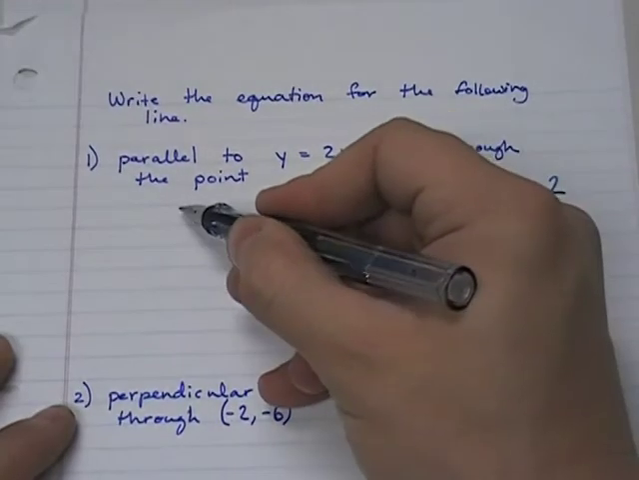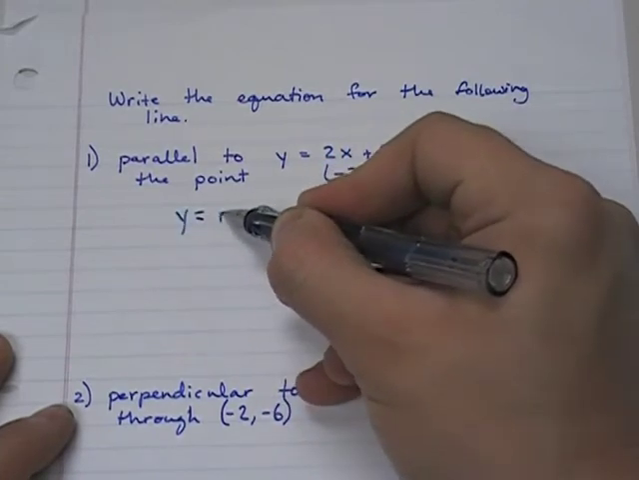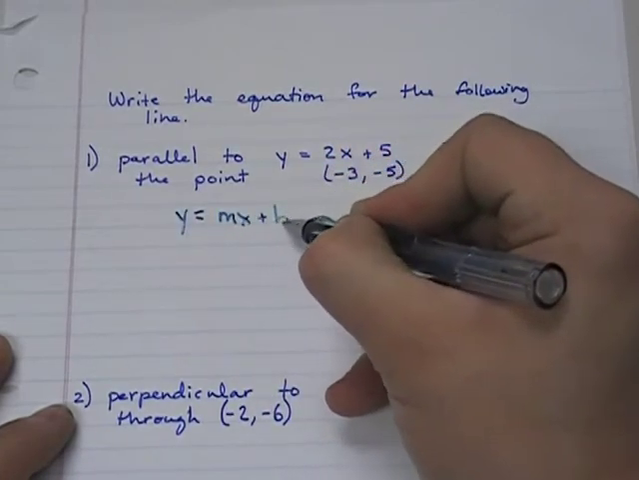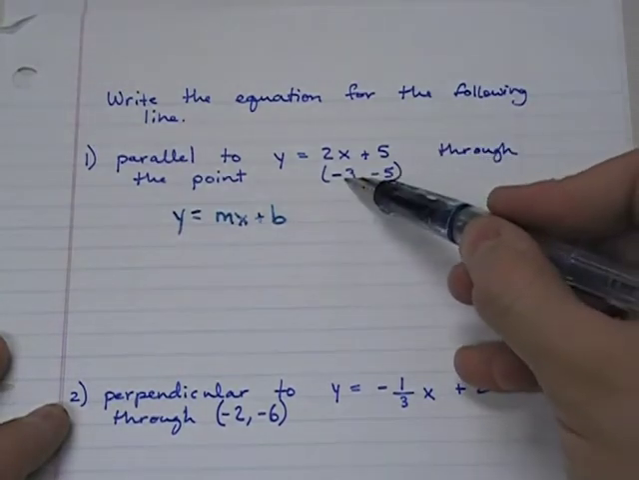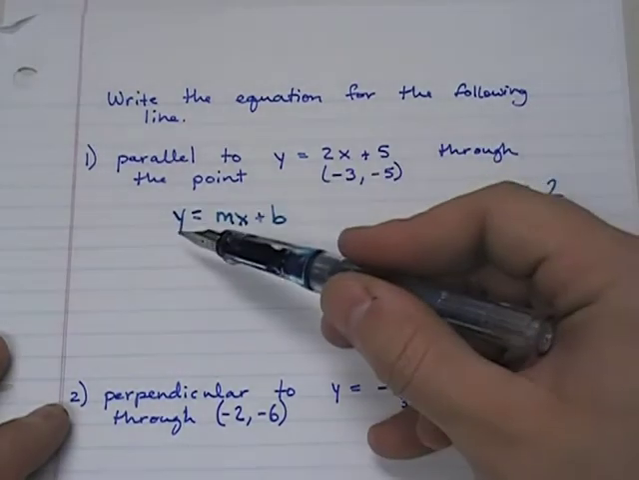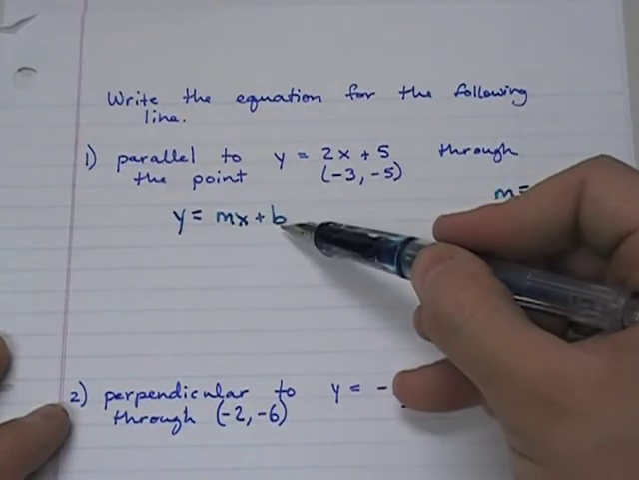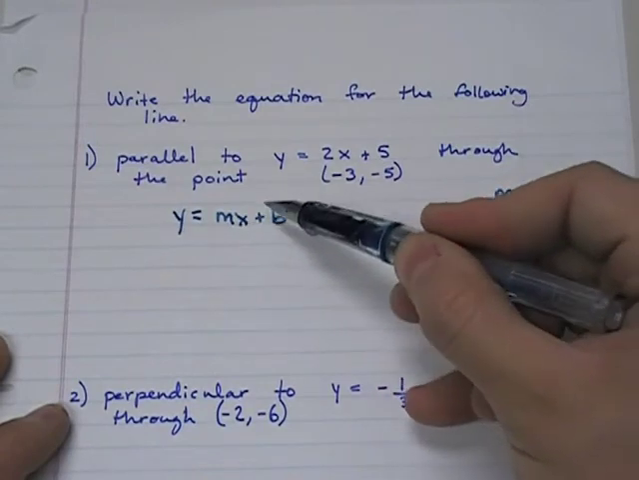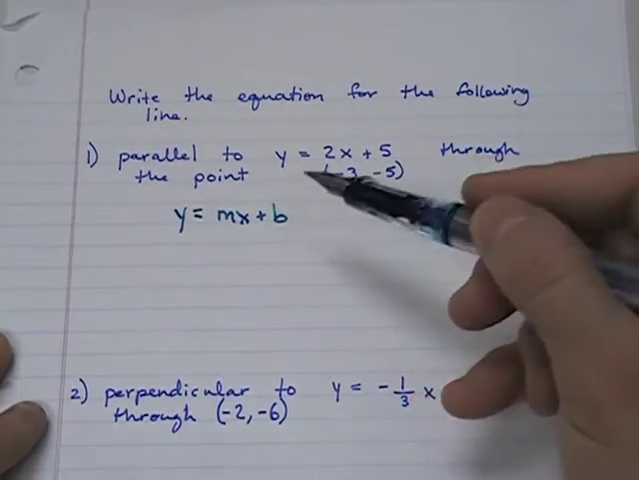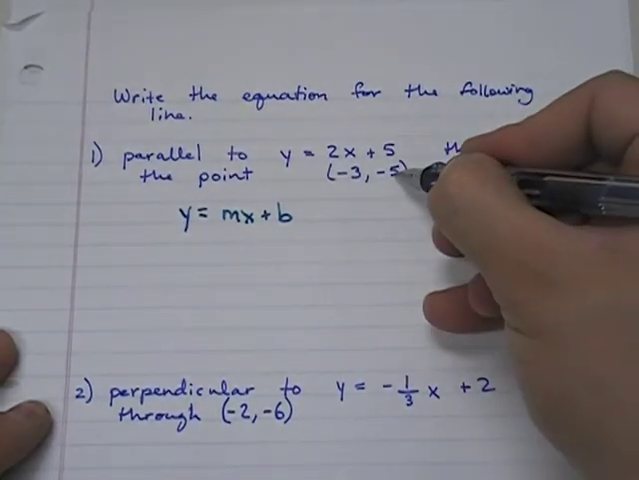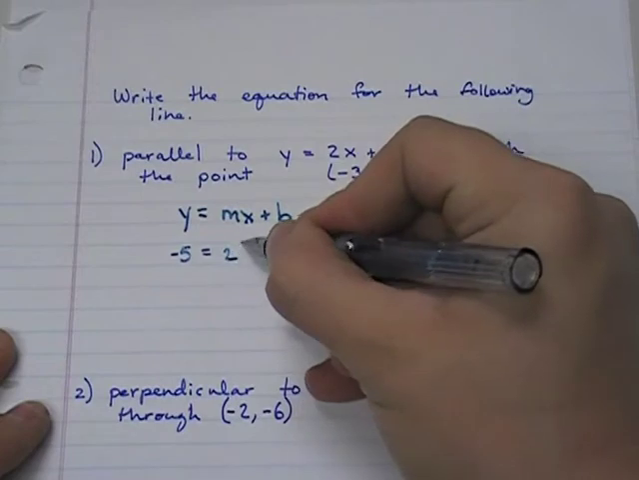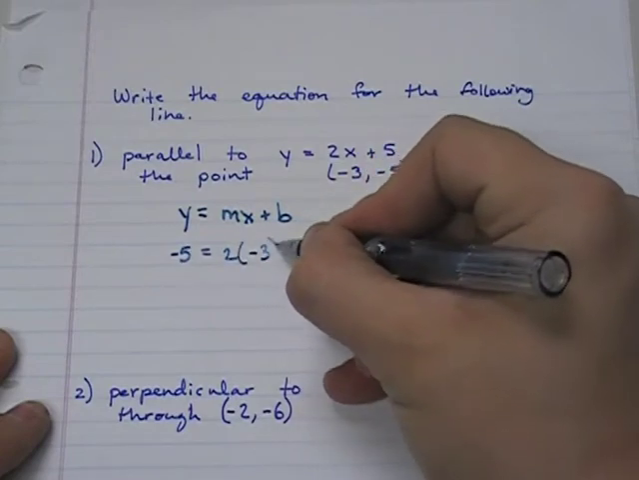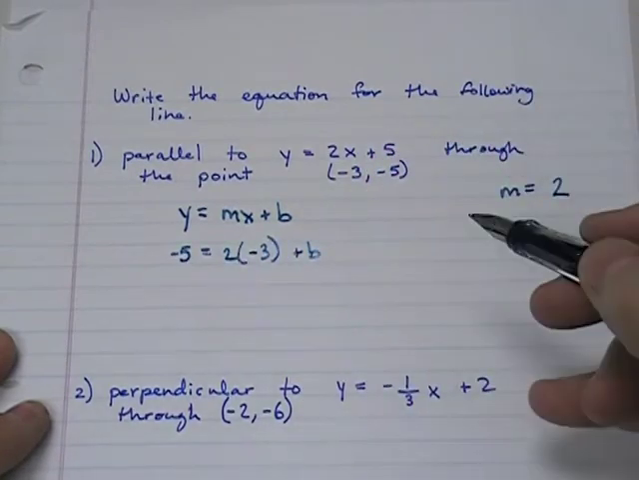Well, what is my basic equation for a line? y equals mx plus b. They gave me m and they gave me an x and a y. So I know y, m, and x. The only unknown would be b. So I plug those in and solve it. So y is -5, m is 2, x is -3, and then plus b.